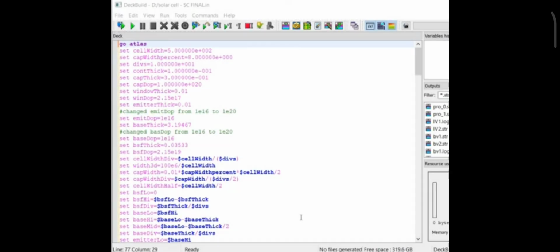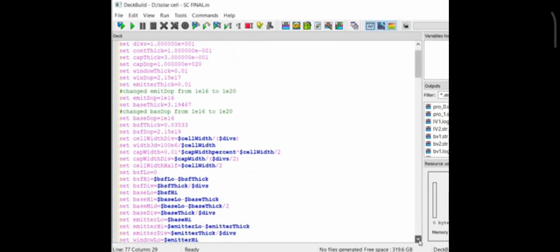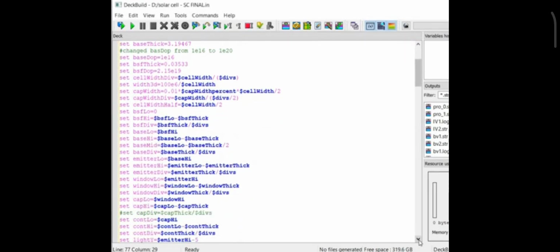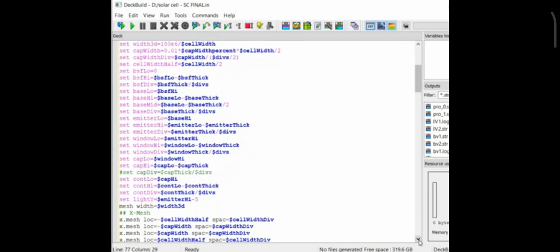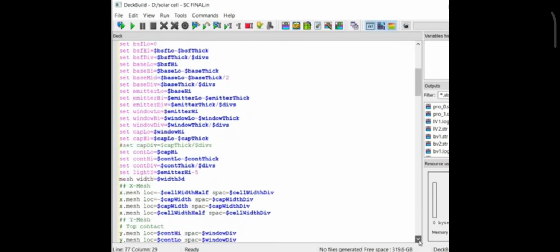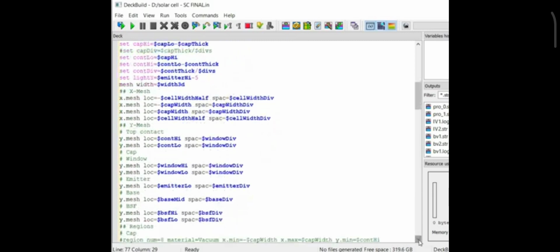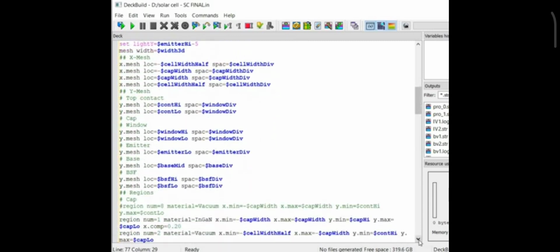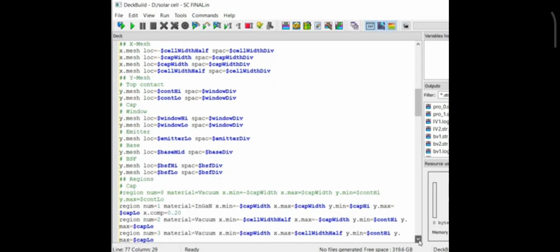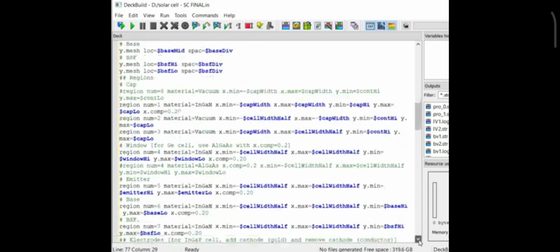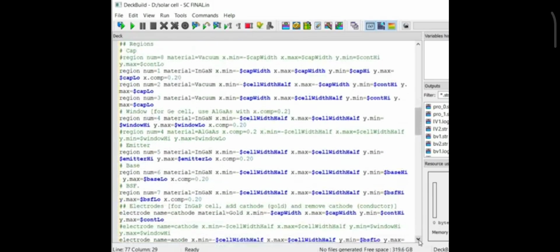If you did not note down the code, note down every step very carefully. I will show it up to set emitter. Please note down very carefully. This is the X meshing, Y meshing. This is the region statement from 1 to 7.